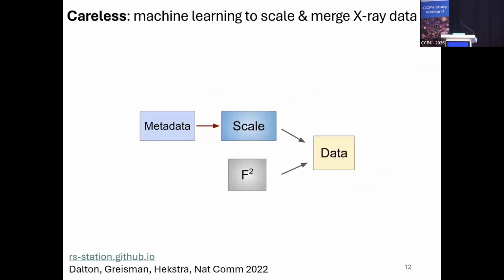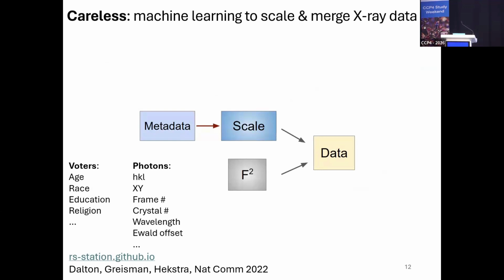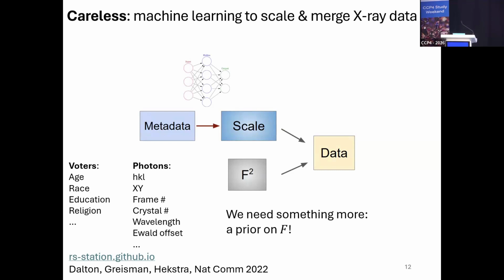So what Jack and Kevin developed is Careless, which is a machine learning approach to this. So instead of having the demographics of the voters, we have the properties of the photons that we count, which image, which crystal, and so on. And we try to use a neural network, in this case, to estimate the scales from that. At the same time, we have to estimate the structure factor amplitudes. And you can see this is still not sufficient because we still have two things of which we only know the product. So as extra information, we need a statistical prior on the structure factor amplitude in this kind of an approach. All right, so I'm not going to review that paper.